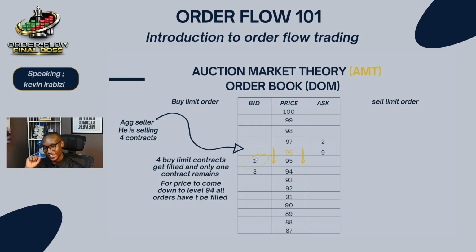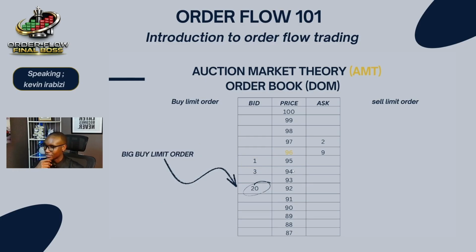Takes us to the next explanation. So if 4 limit contracts are filled, that means price moves from 96 to 95, because 95 is where we have our last transaction. So the asset value has moved from price 96 to 95. Do you get my point? So what should we have for price to go to level 94? Pause and answer this question. For price to go to level 94, what should we expect the market to do?